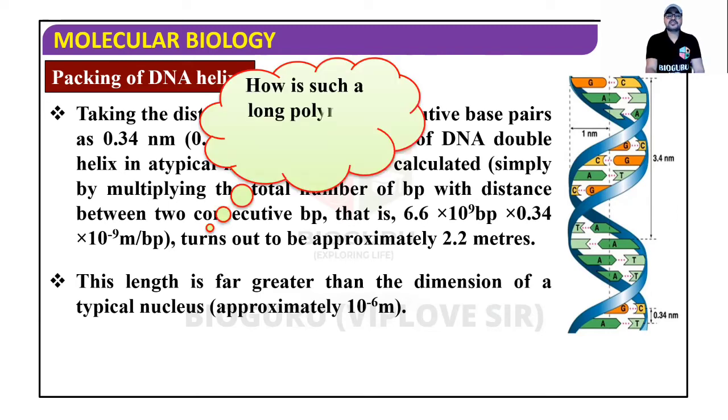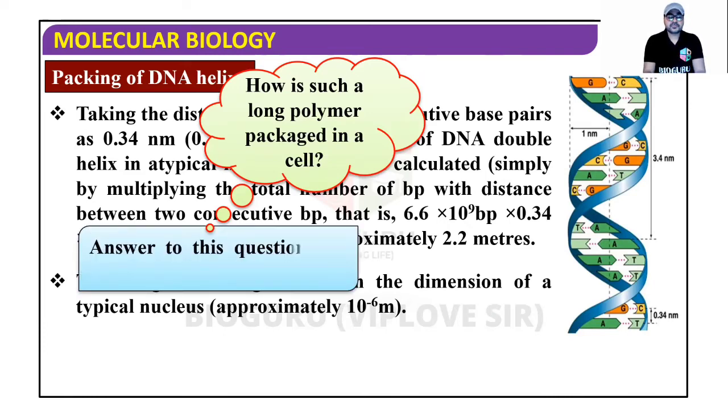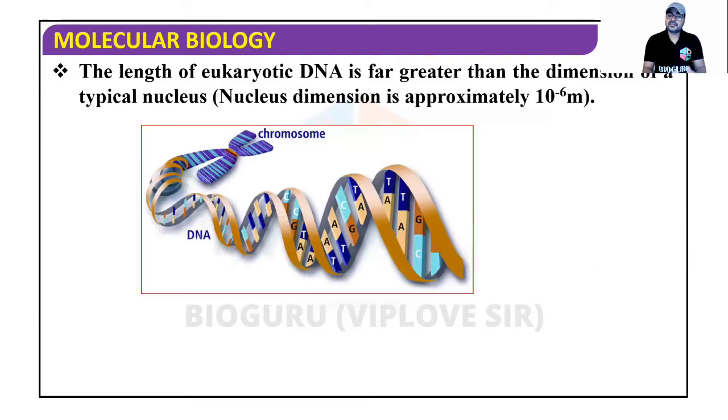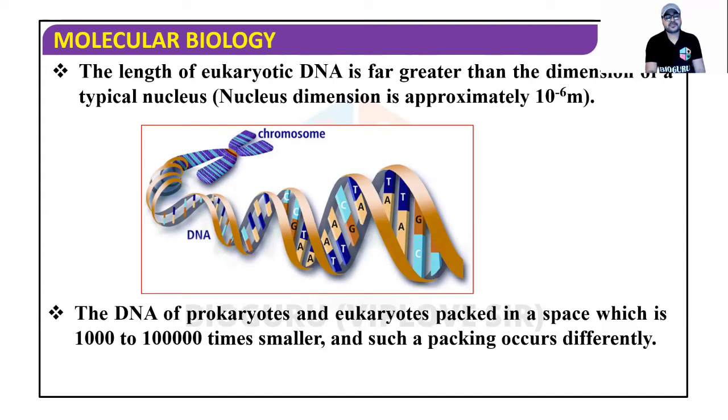So how is such a long polymer packed in a cell? Now, this is called packaging of DNA. First, the length of eukaryotic DNA is far greater than the dimension of the cell. यह भी डिस्कस किया हमने, न्यूक्लियस का साइज बहुत छोटा है, उसमें कैसे आएगा? The DNA of prokaryotes and eukaryotes is packed in a space which is 1000 to 1 lakh times smaller. And such packing occurs differently.